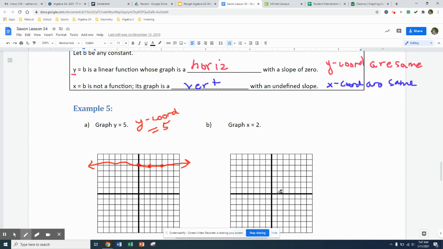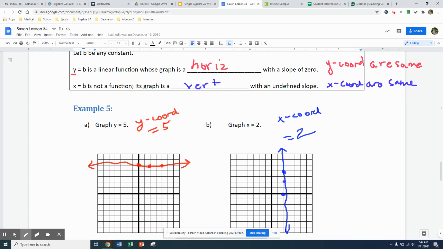Heading to x equals 2. Wherever x equals 2, that would be like the point (2, 0), (2, 2), (2, 4), whatever the case is. As long as all your x coordinates are 2, that's going to produce a vertical line. So again, this is where all my x coordinates are equal to 2.